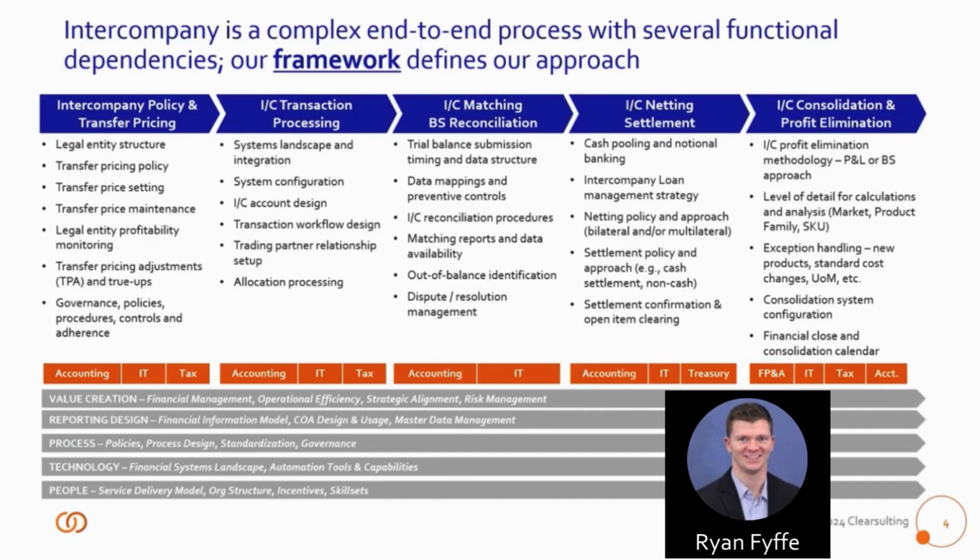And as you see at the bottom of this slide, ultimately there are a lot of different processes and different areas within the organization that are impacted. So, tax, treasury, controllership, IT, FP&A. There's a lot of people that touch the end-to-end intercompany process within the finance and accounting organization. So it's really critical to ensure that you have alignment throughout the organization.